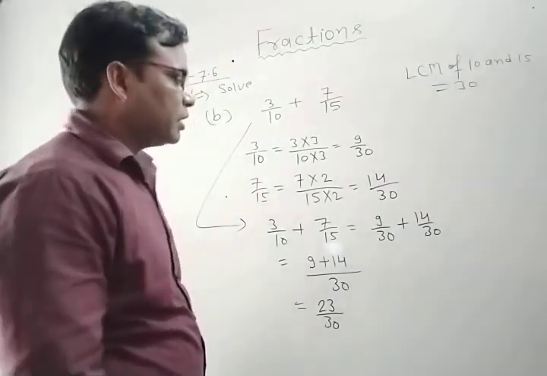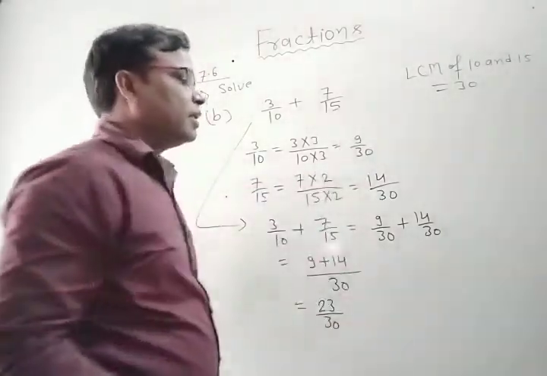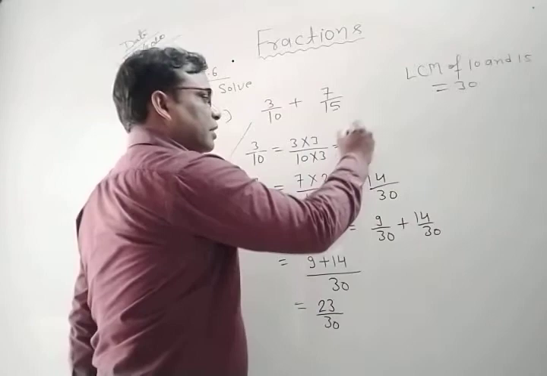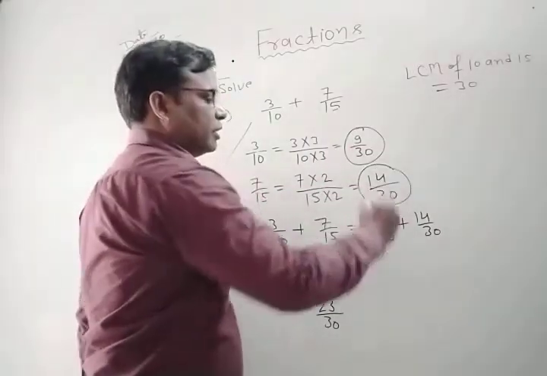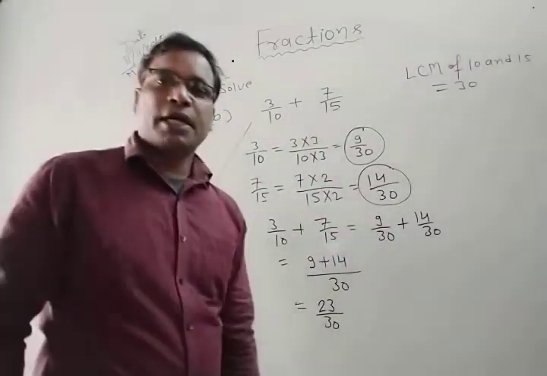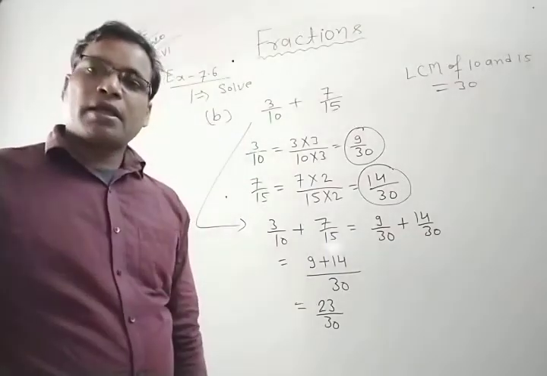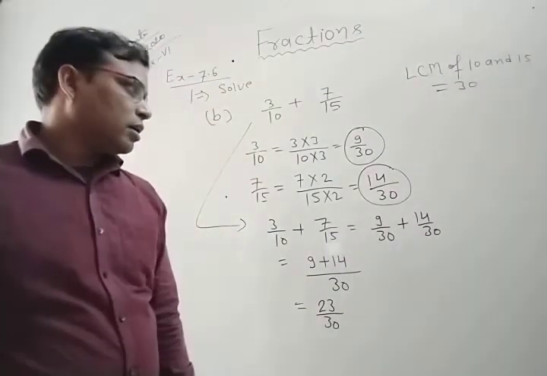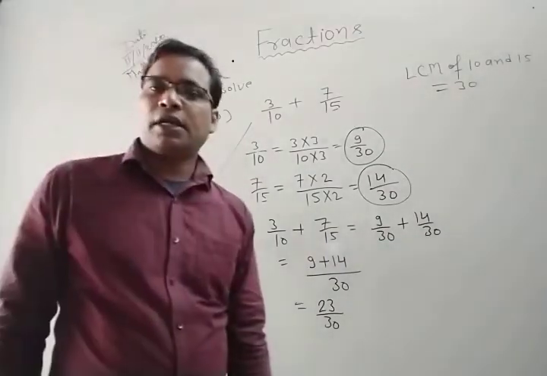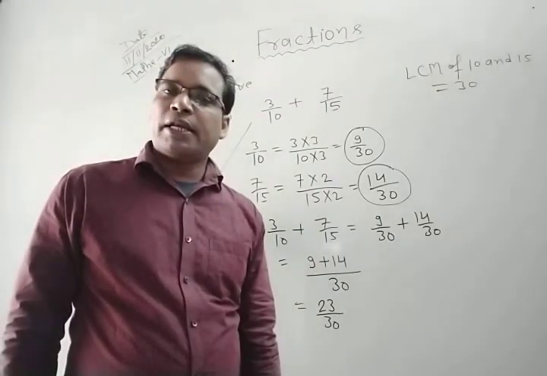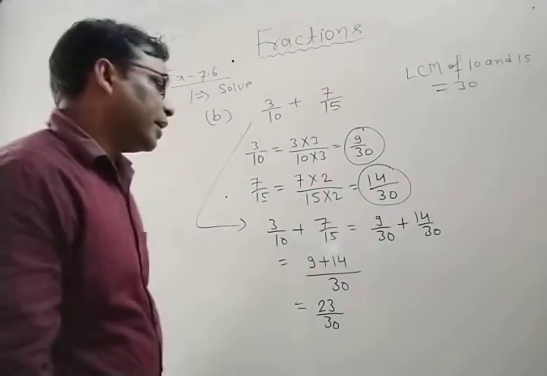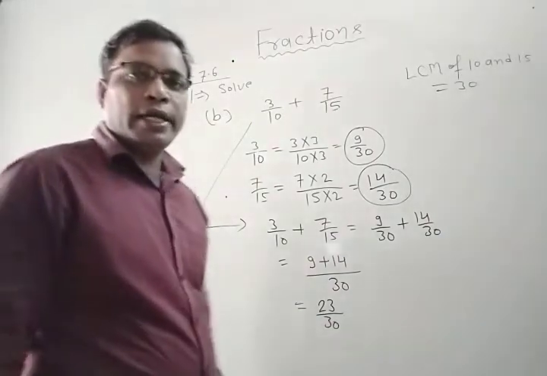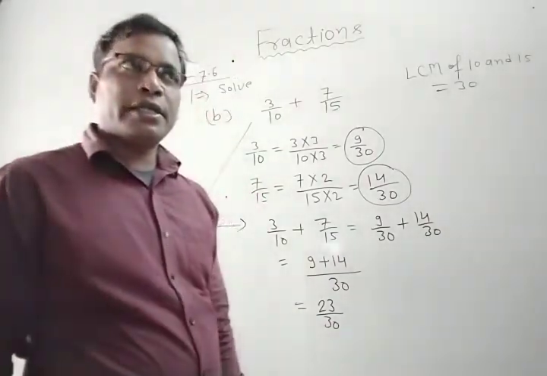So you can see, this is 9 by 30 and this is 14 by 30. Both are like fractions because their denominators are the same. Addition and subtraction are only possible for like fractions. Unlike fractions cannot be added or subtracted directly.